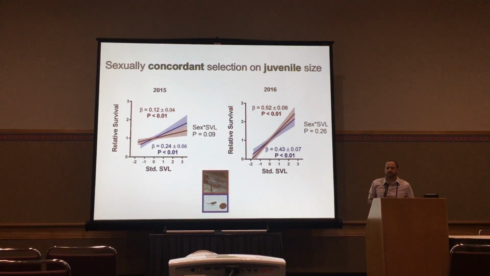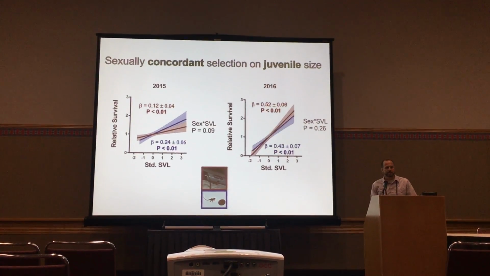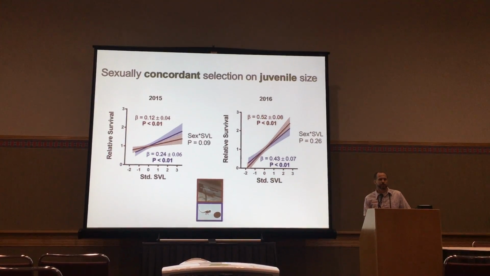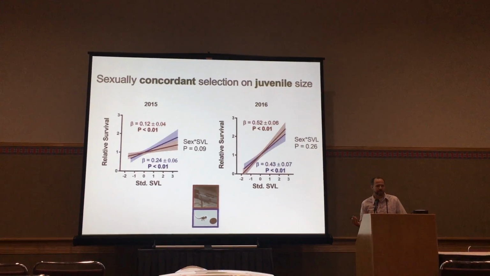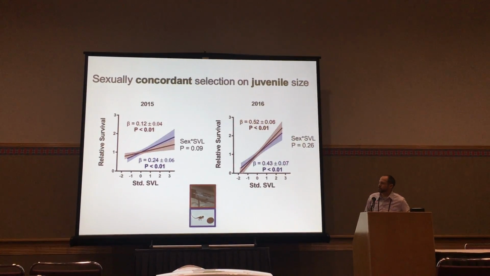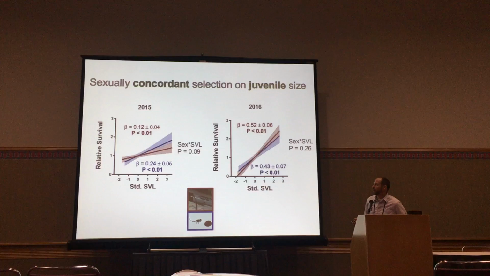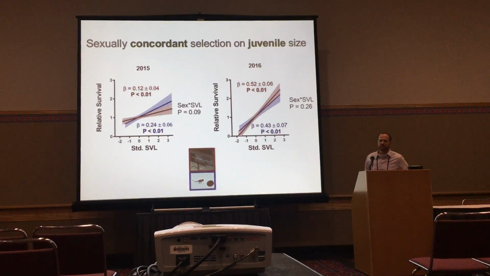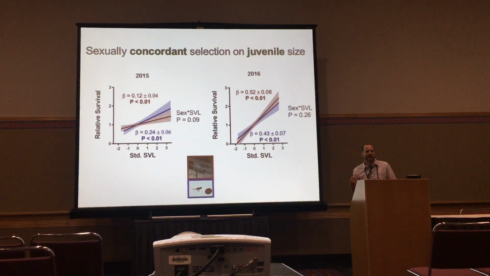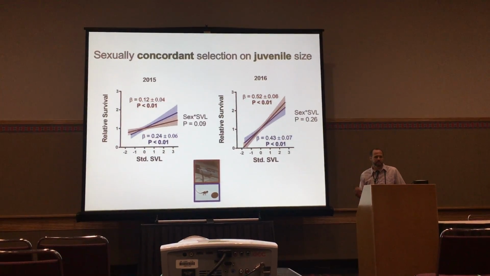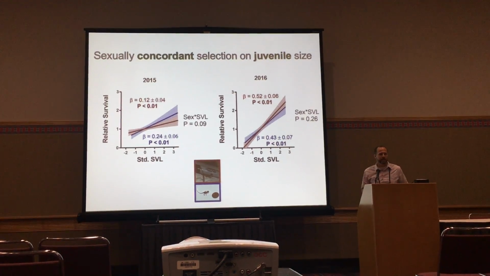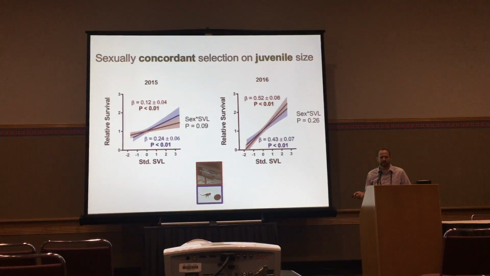So here are some results. This is selection on juveniles for 2 years, and this is from the interval of July, which is the first sample in a season where hatchlings appear, and survive into October. And what we see in both years, selection is a little bit different from one year to the next, but selection is acting the same way on this trait of body size in males and females. So this fits very well with the prediction of sexual concordance at this life stage.